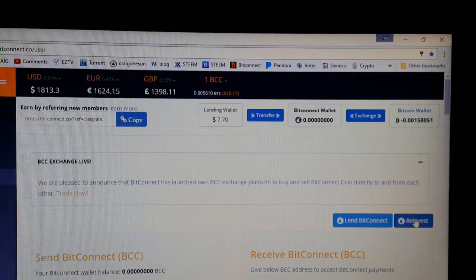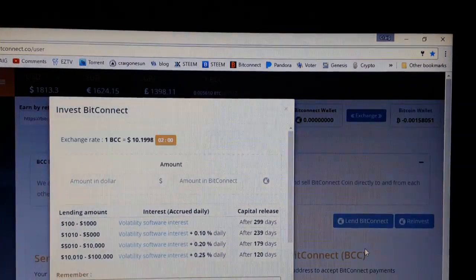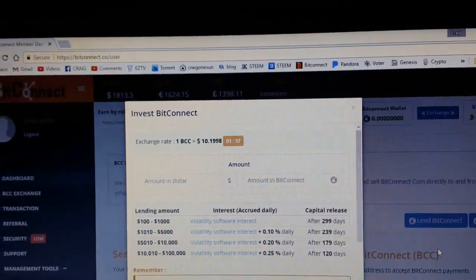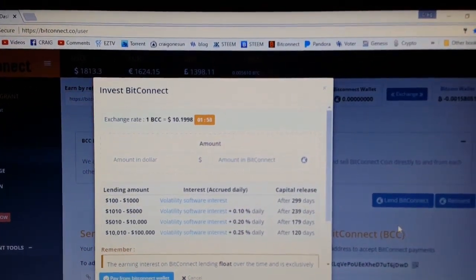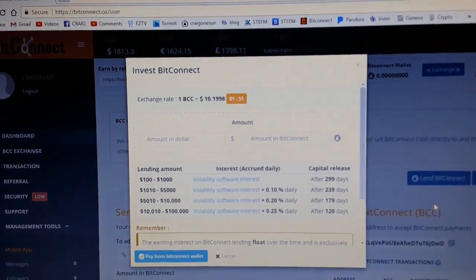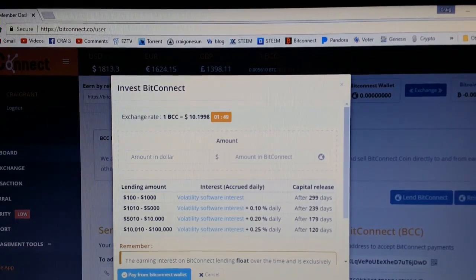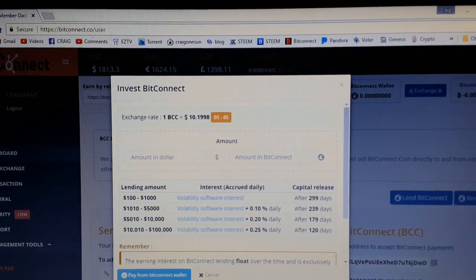Now, when you have an account, of course, the first thing you want to do is a loan. The minimum is $100. So you would click on lending, right? I'm assuming you're new to BitConnect and you want to get started. If you want to get started using the referral program, meaning you just want to promote it and get referrals, then the minimum would be a $100 loan.